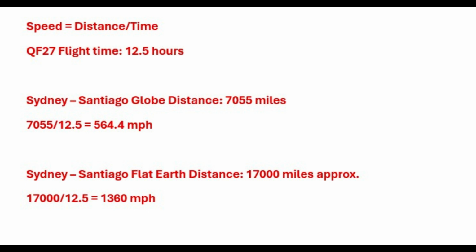564.4 miles per hour. On a flat earth, the approximate distance between Sydney and Santiago on the AE map is 17,000 miles, and that's me being generous. And when we do the maths on that, that gives us a speed of 1,360 miles per hour. More than double. And add to that, the average cruising speed for a commercial airliner is 500 to 600 miles per hour. That's some insane jet fuel they must have in the southern hemisphere. They're holding out on us.